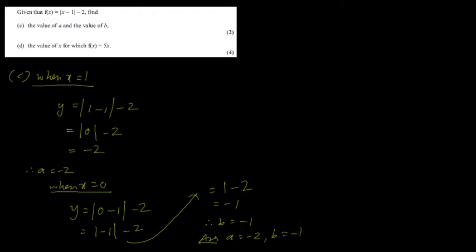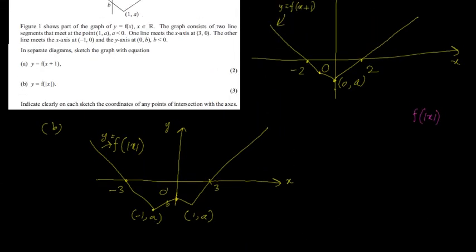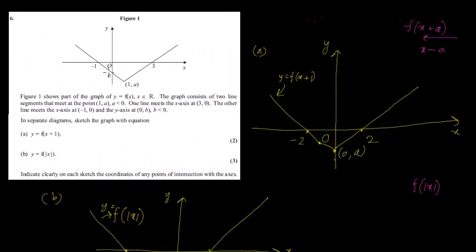Of course, both a and b are bound to be negative. If you look at the original sketch, you will see that both of them are below the x-axis, meaning negative y.